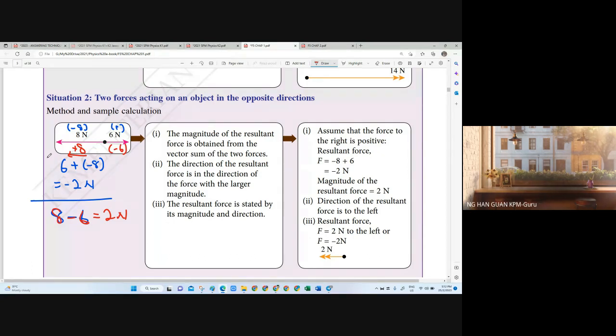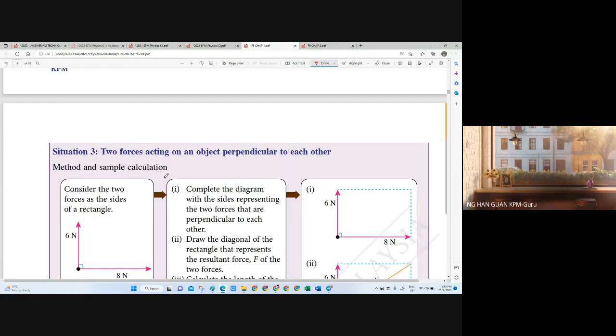For me, it's quite bad because the question makes no mention of the positive direction or negative direction. It assumes that students know and are able to apply the common assumption. So what to do? You just follow it.